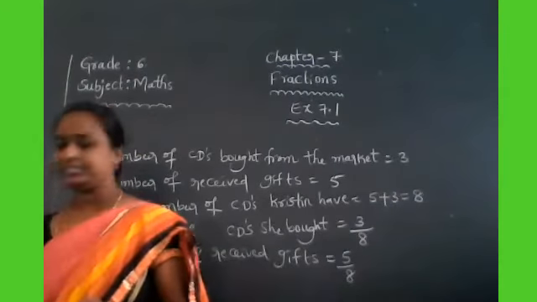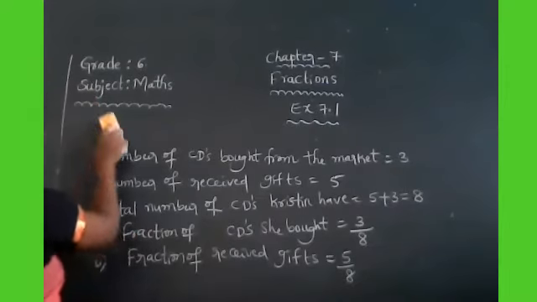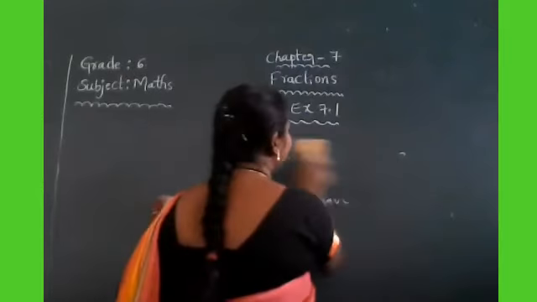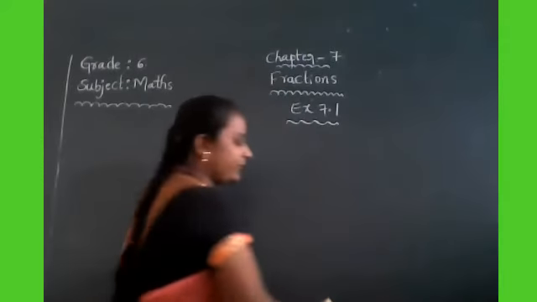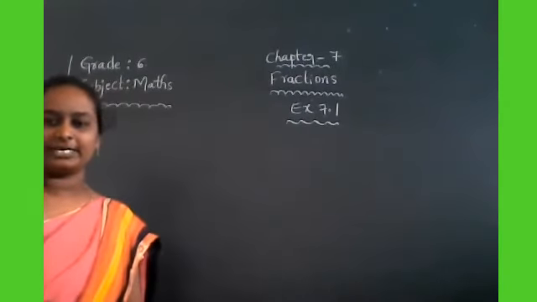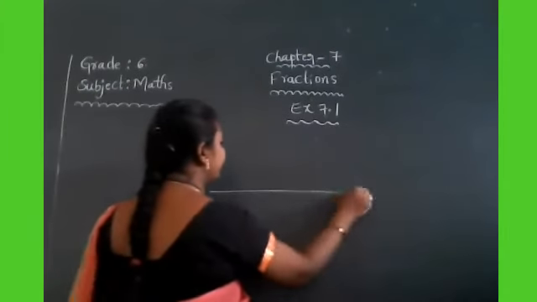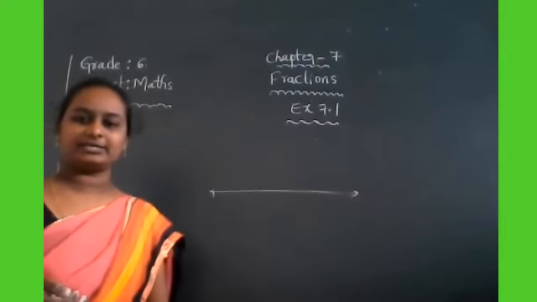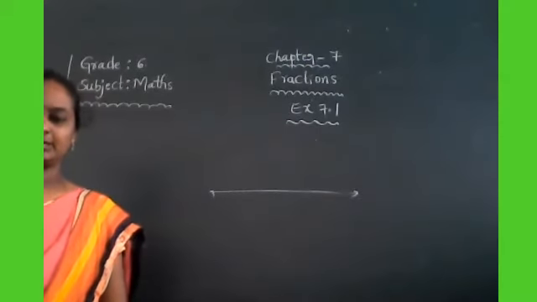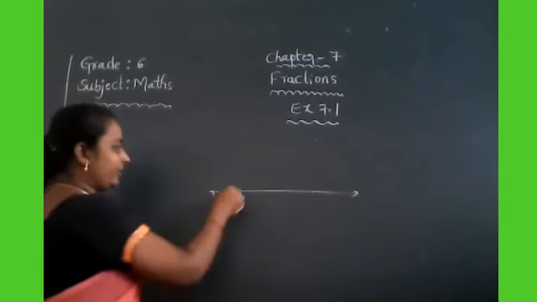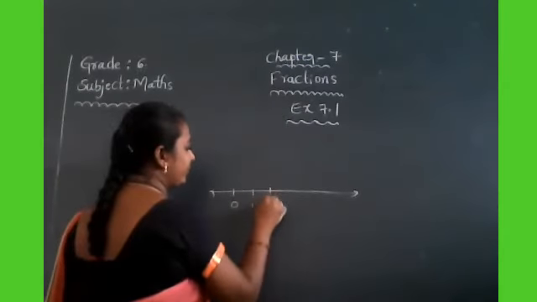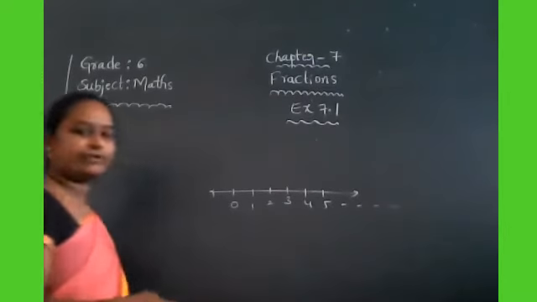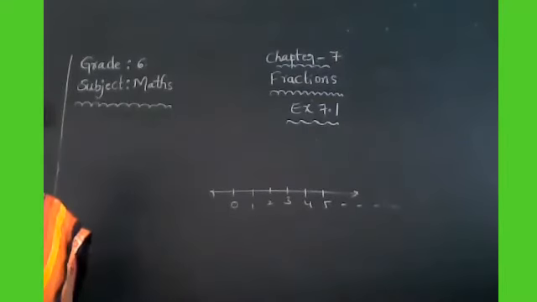So next, the next topic: how to represent the fractions on a number line. So do you know the representation of whole numbers on a number line? Very good, you know very well about that. So how to represent the whole numbers? First, what are the whole numbers? Natural numbers along with 0 are called whole numbers. So 0, 1, 2, 3, 4, 5 and so on. So this is the way of representing whole numbers on the number line.